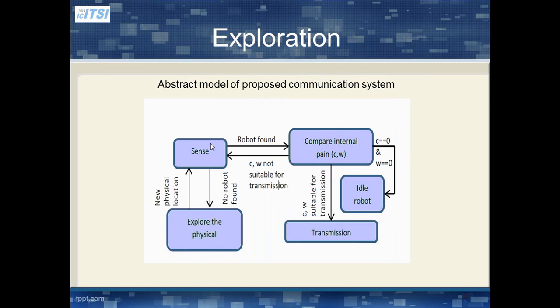If the sender robot's C and W, that is communication pain and work pain, are both 0, it means the robot has nothing to do, it has neither to communicate nor to do any work, so it becomes an idle robot.